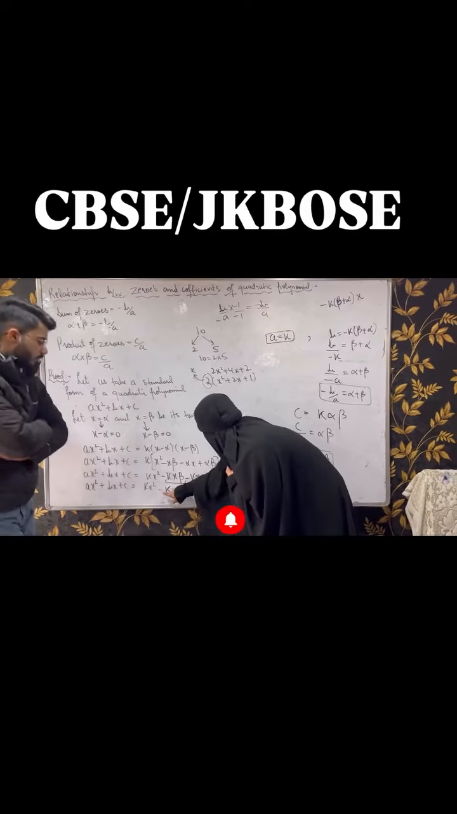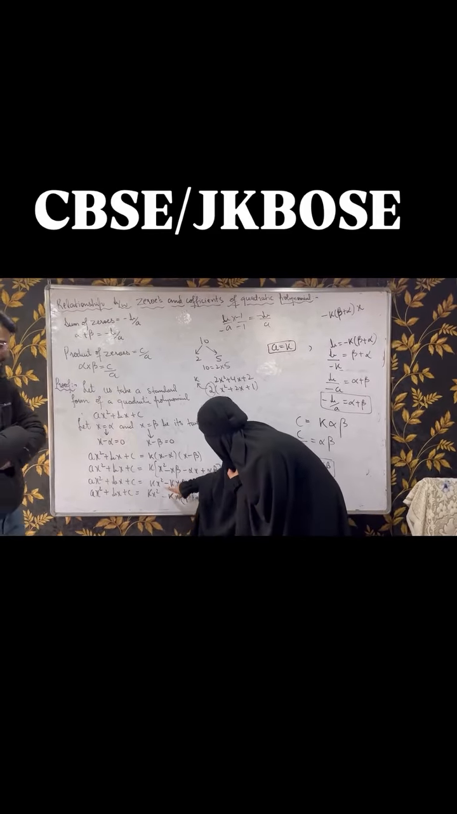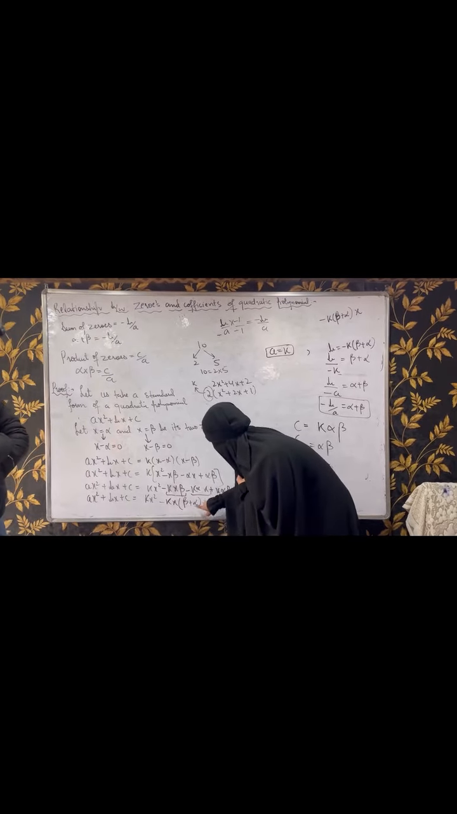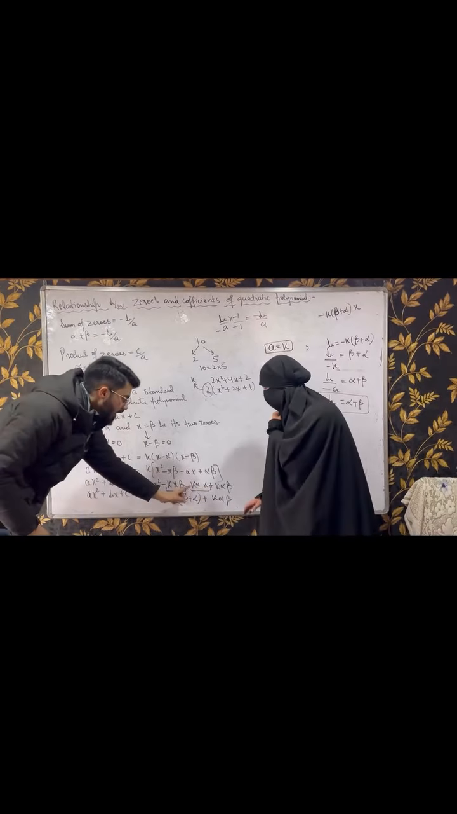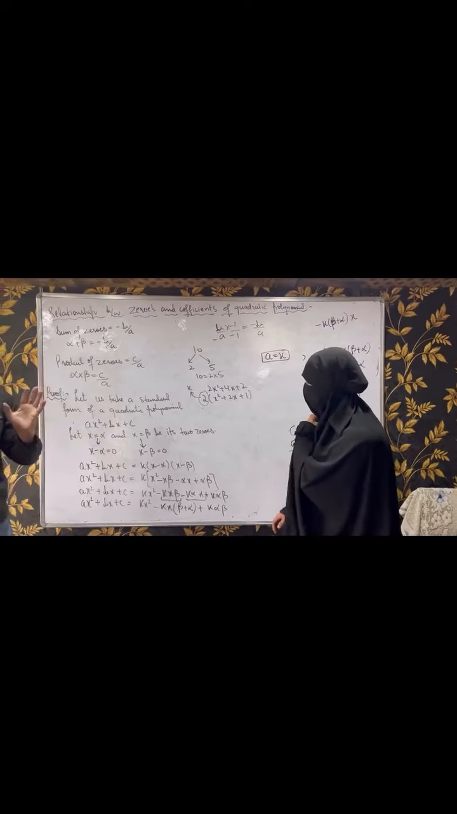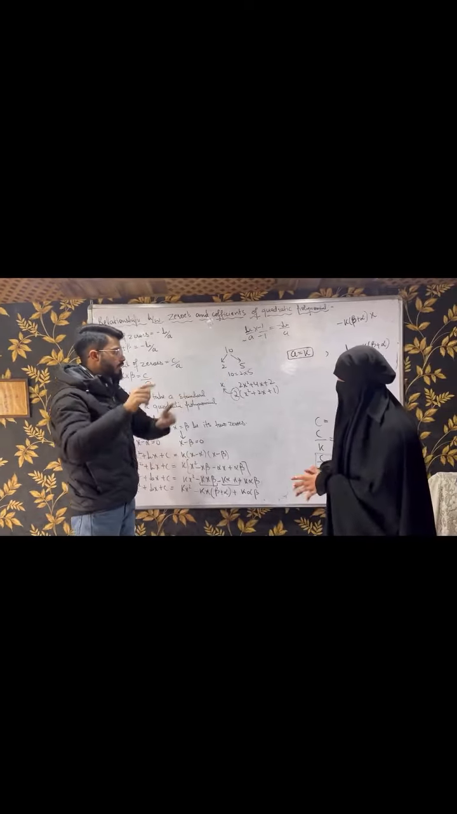Plus minus kx into beta is minus kx beta. Minus plus minus k into alpha is minus k alpha. Kx into alpha is kx alpha. Plus k alpha beta. Now what's the important step in this proof?